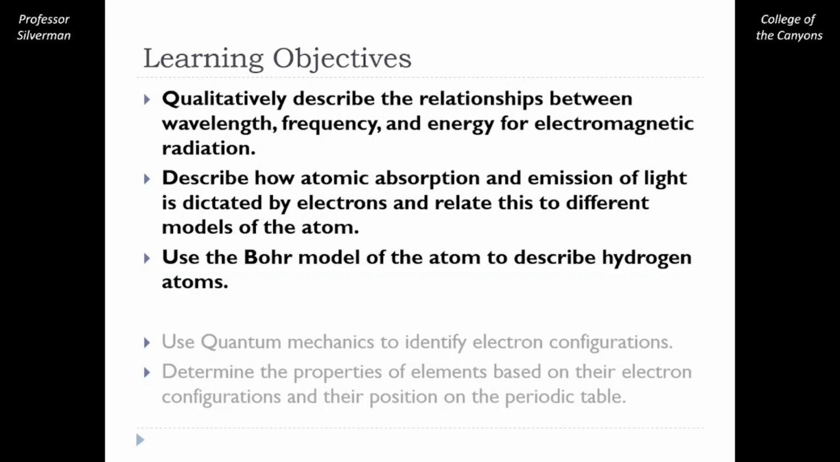Okay, thanks for sticking with me. By now we should be able to describe the relationship between wavelength, frequency, and energy for our electromagnetic radiation. We can describe atomic absorption and emission of light and know that it is dictated by electrons. And now we've introduced the Bohr model of the atom to describe at least our hydrogen atom.